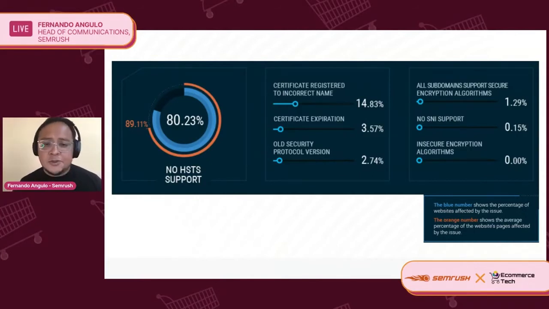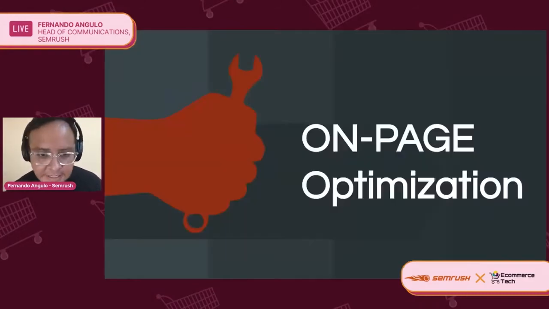The certificate is registered to an incorrect name, or your certificate has recently expired. You have an old security protocol version in your certificate. So as you can see, it's not only about having a certificate, you need to be sure that you have the correct information over there and that you don't have any issues with the expiration date. You can find so many certificates on the internet, but I would definitely recommend buying one that is for 2 or 3 years, or one that is more permanent, so you will not forget about them.